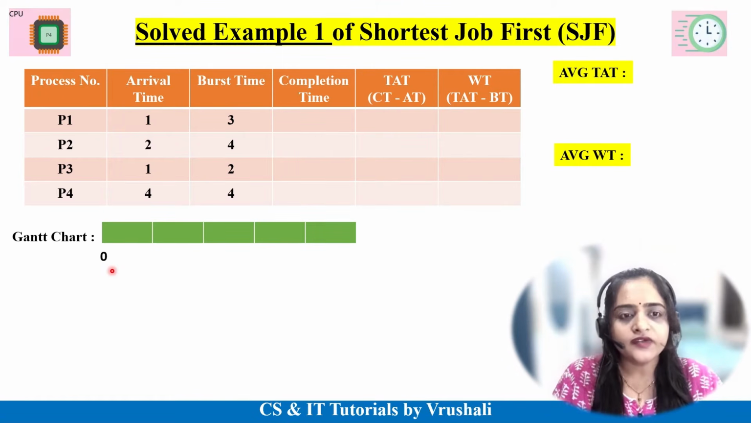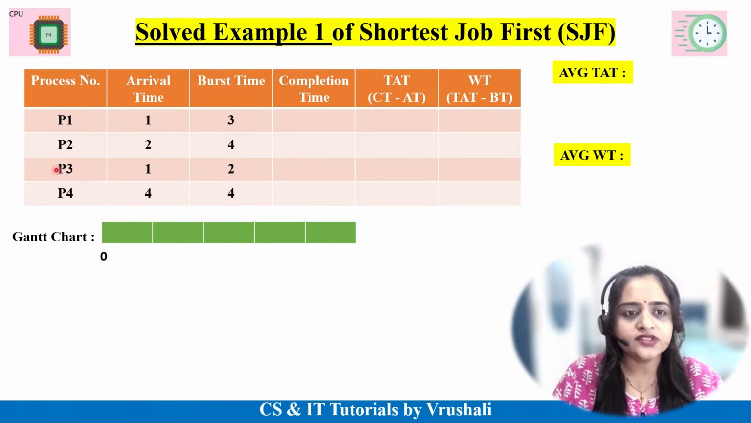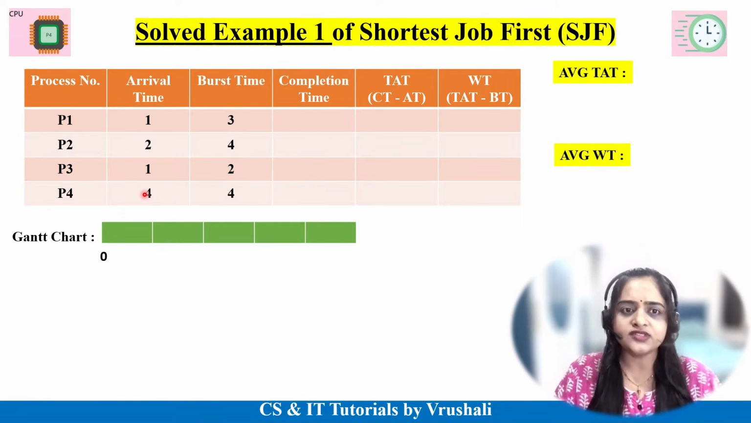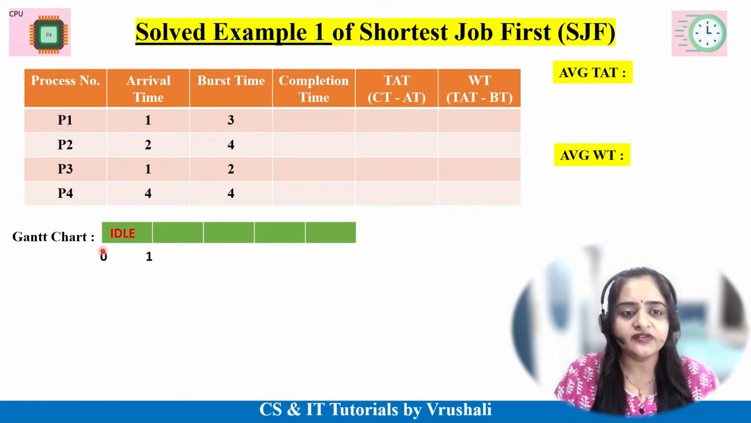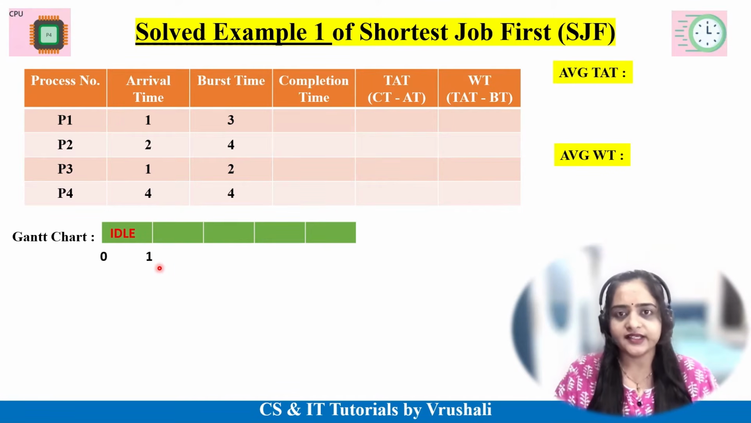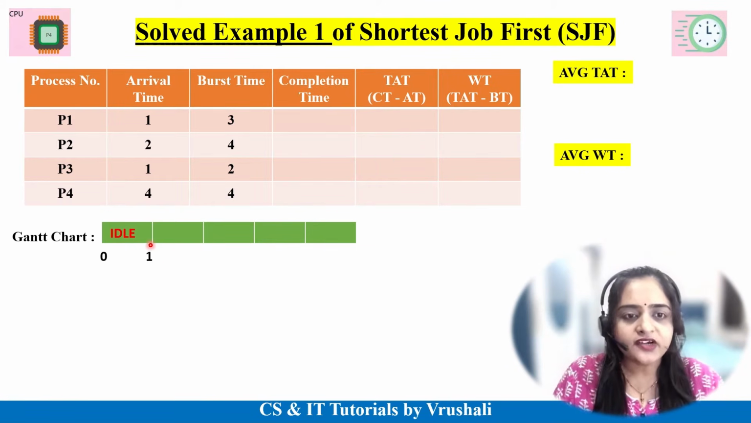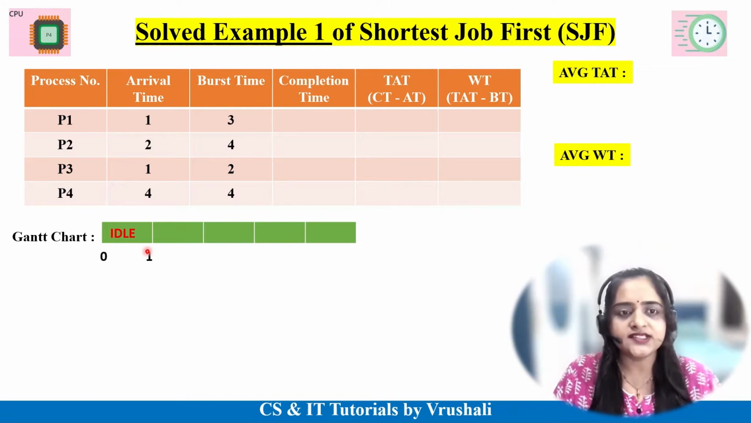Now it always starts with 0. Check which process has arrival time 0. There is no process that came at time 0, right? So for 1 unit, your CPU goes to the idle state. CPU goes to the idle state means your CPU is free. There is no process between 0 and 1. Clear?